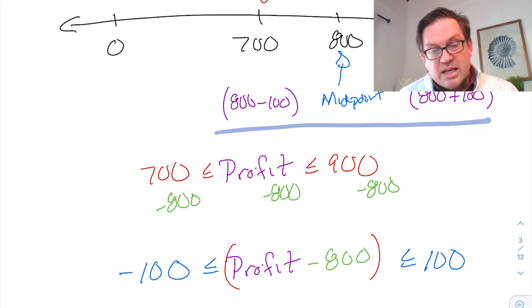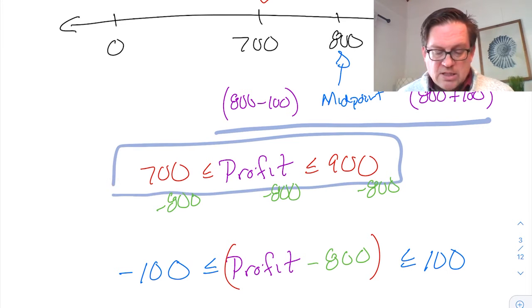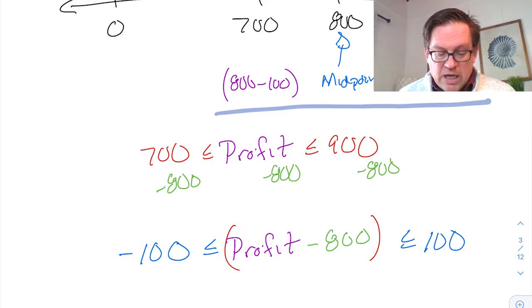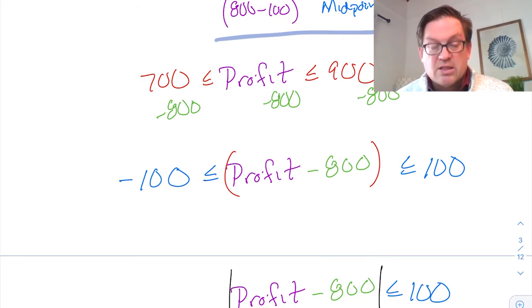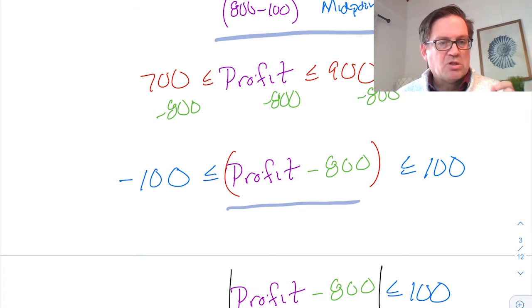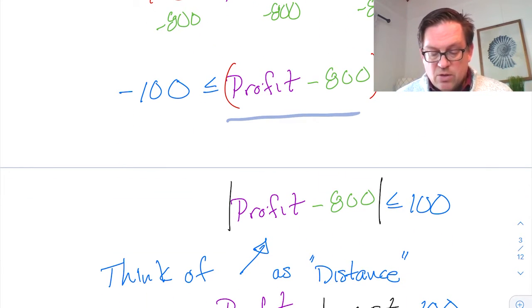And so you can take that inequality that we had before, 700 less than the profit is less than 900, and subtract your midpoint, your 800, from each of those parts, and you get negative 100 is less than the profit minus 800, that's how far away you are from your target, should be less than 100. And that's exactly what an absolute value does. If you take the absolute value of the profit minus 800, that should be less than 100.